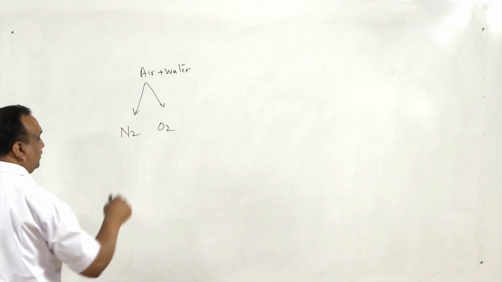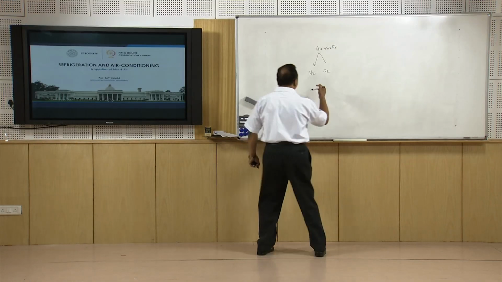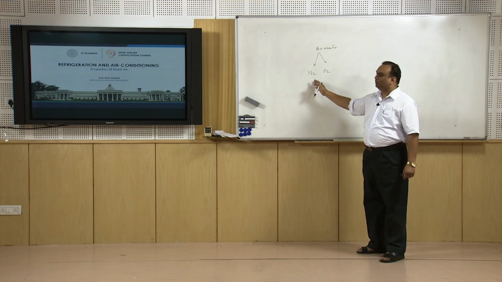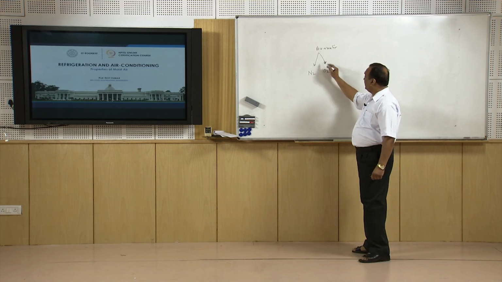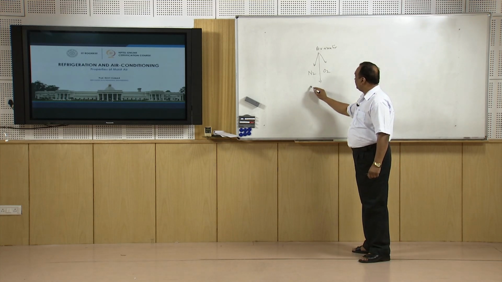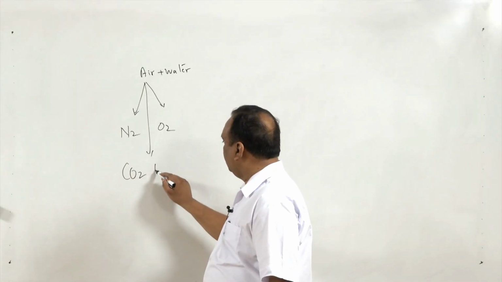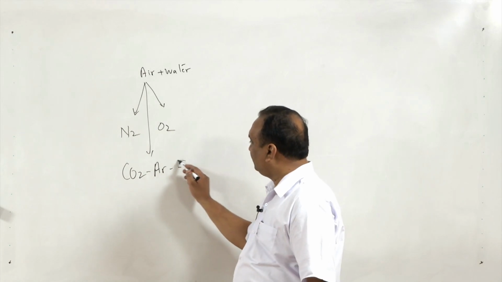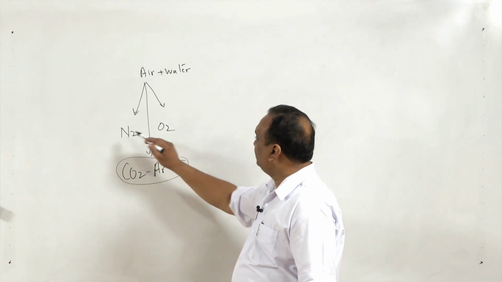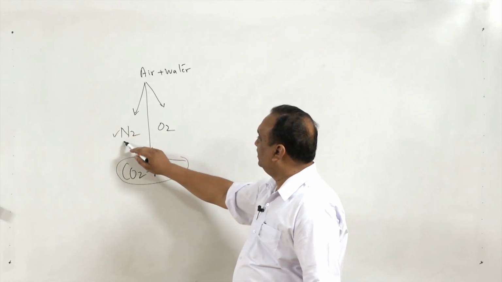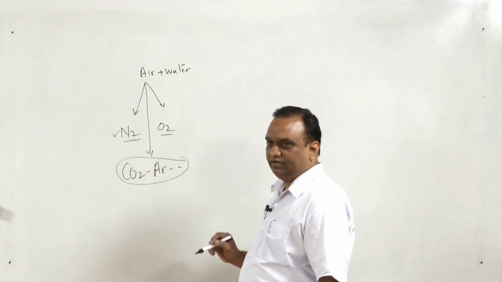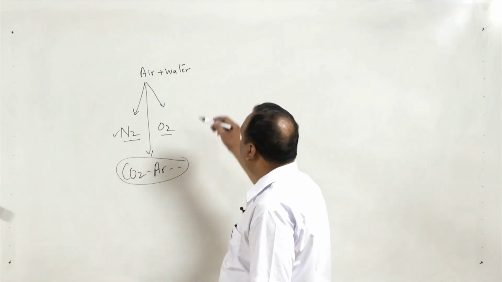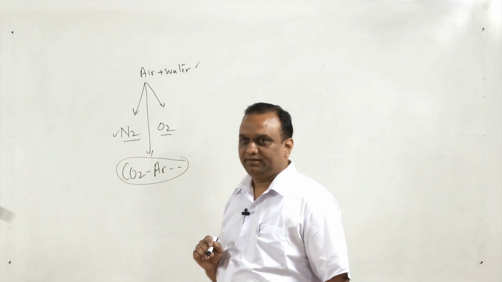I would not like to go into the details because you must have done this several times, volume to volume ratio and weight to weight ratio. Air has traces of carbon dioxide, argon and many other gases, but they are only in the form of traces. The major components of air are nitrogen and oxygen. Air which surrounds us also contains water vapor.